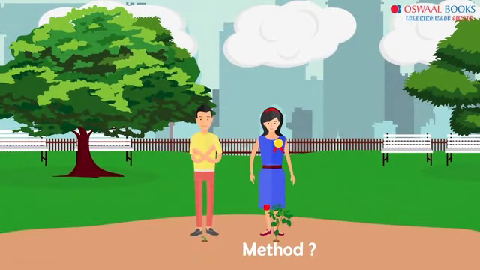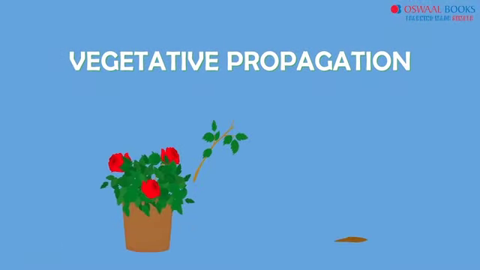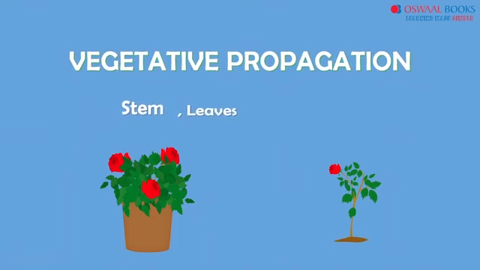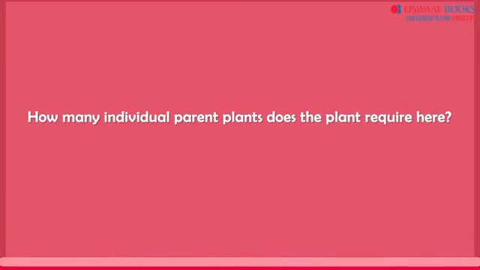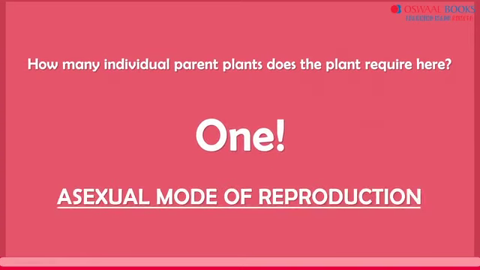What is this novel method used by Zara called? Well, we call it vegetative propagation. When parts of the body of a parent plant give rise to a whole new plant, we term it vegetative propagation. We can use the stem, leaves, roots, or shoots of a plant to carry out such a method of reproduction. How many individual parent plants does the plant require here? Just one, and therefore we call it an asexual mode of reproduction.